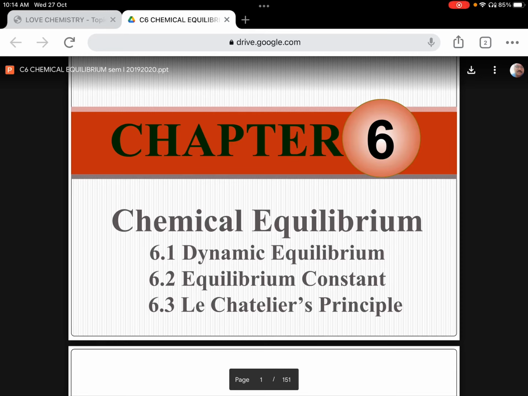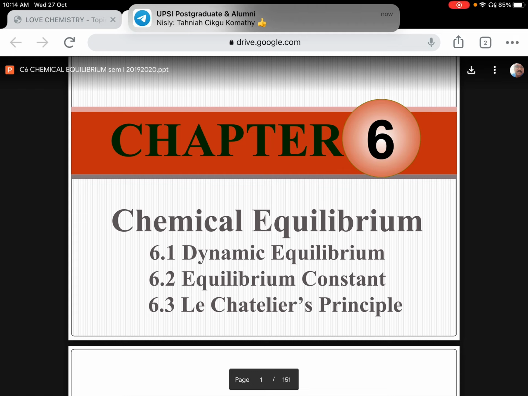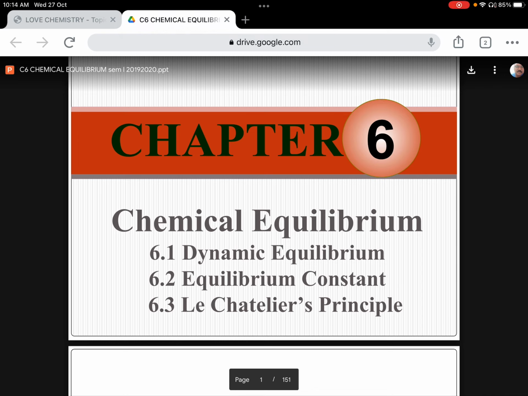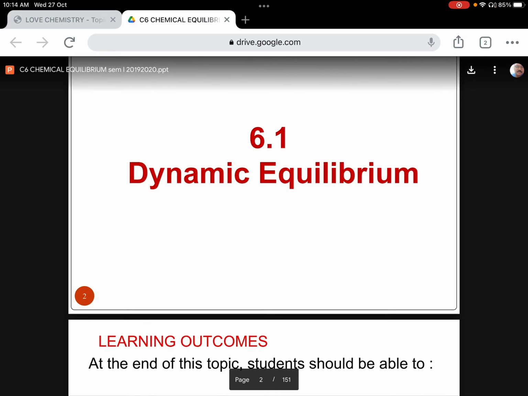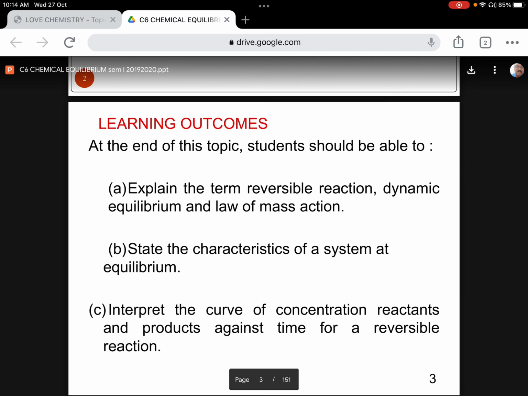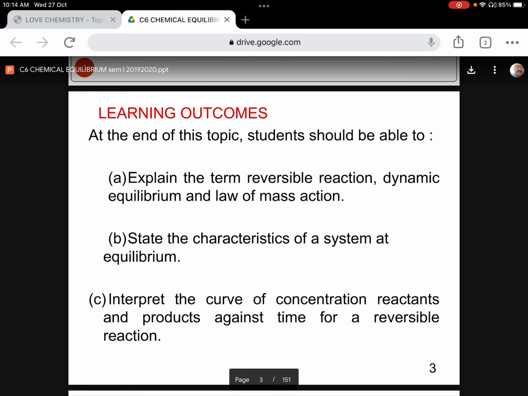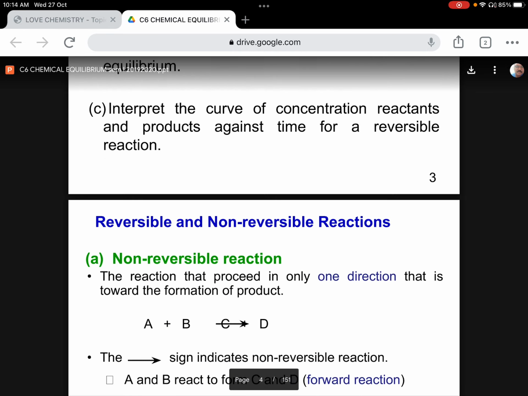Hi, good morning. Today we are going to learn about Chapter 6, Chemical Equilibrium. We have three subtopics under chemical equilibrium: 6.1 Dynamic Equilibrium, 6.2 Equilibrium Constant, 6.3 Le Chatelier's Principle. Now we start with 6.1 Dynamic Equilibrium. These are the following learning outcomes that we will cover under this chapter.